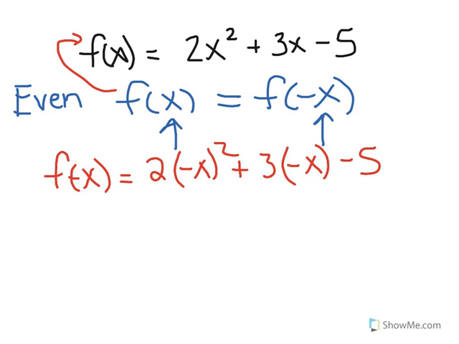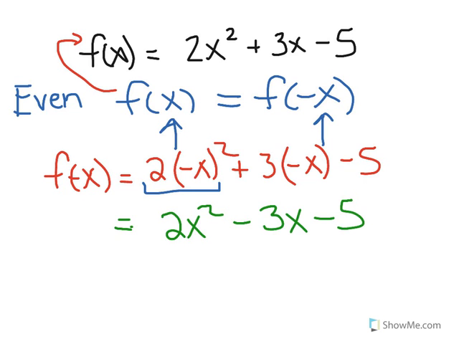When I clean this up, because I have an even exponent, remember all even exponents, the whole entire value is not going to change. So when I simplify this, I end up with a 2x squared, but I have a positive 3 times a negative x, so that leaves a negative 3x minus 5. And if you look, we have 2x squared and 2x squared up above, so let me rewrite the original right below it.